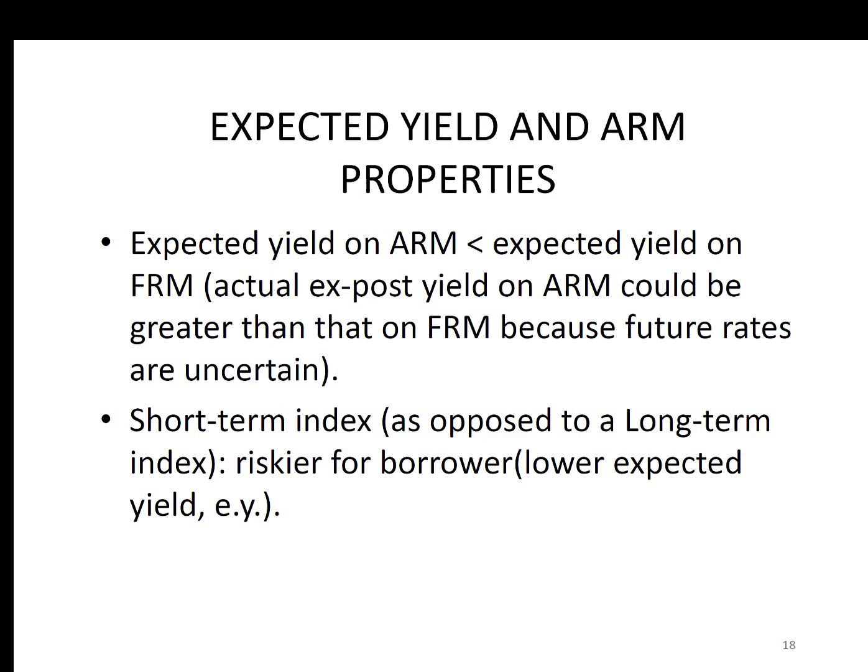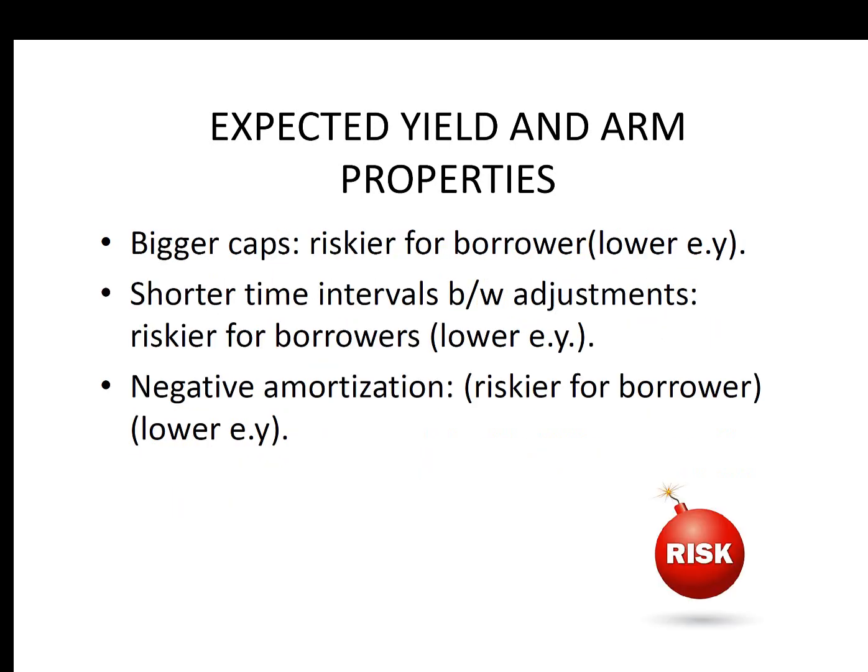If a short-term index, as opposed to a long-term index, is used with an adjustable rate mortgage, it is riskier for the borrowers because they are facing a higher interest rate risk. So it's less risky for the lender, and the lender will ask for a lower expected yield. If there are bigger caps on the adjustable rate mortgage, which means the lender can increase the interest rate with more flexibility, it's riskier for the borrower and less risky for the lender. The lender will ask for a lower expected yield.